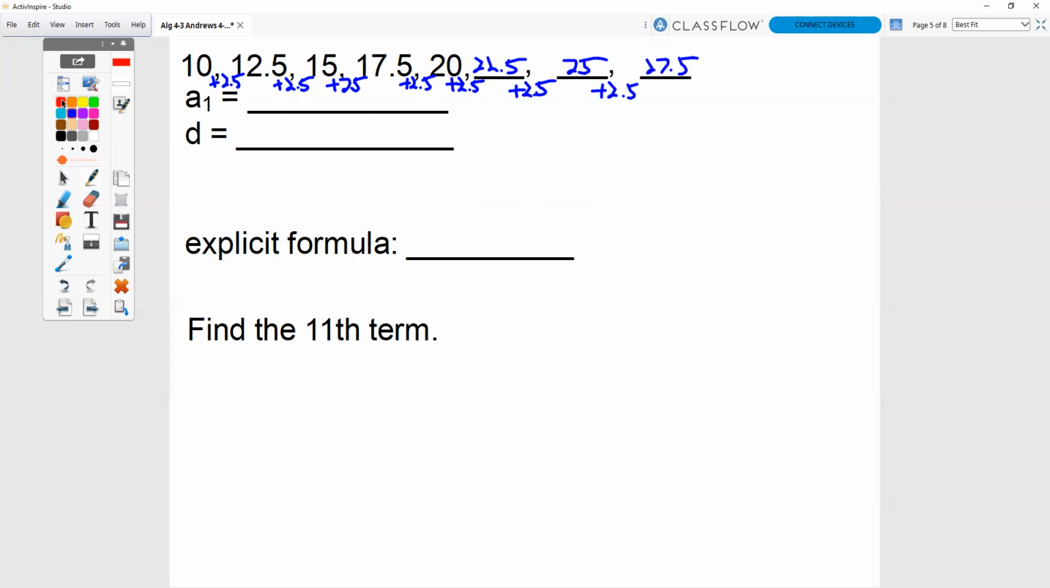My a sub 1 is my first term in my sequence. That is 10. The common difference is what you're adding or subtracting by each time. So this is 2.5. Remember, if you can't figure it out, you could always subtract going backwards. The explicit formula, the term that you want, a sub n equals the first term, 10, plus the common difference, 2.5, times n minus 1.